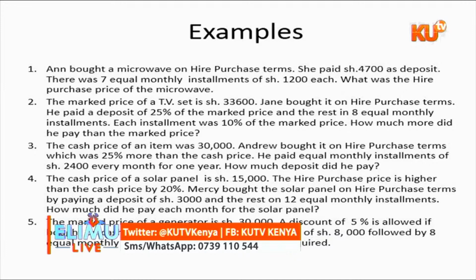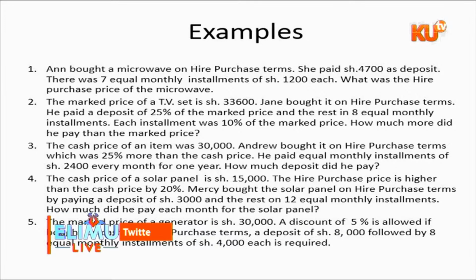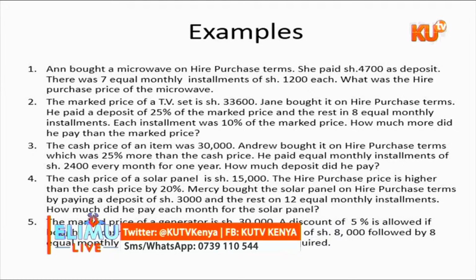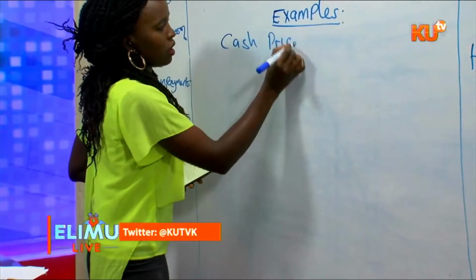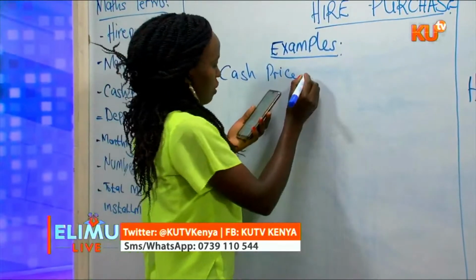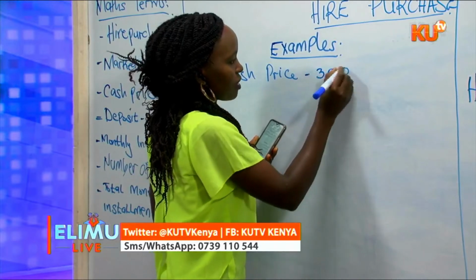The cash price of an item was 30,000. Andrew bought it on hire purchase terms, which was 25% more than the cash price. He paid equal monthly installments of 2,400 shillings each every month for 1 year. How much deposit did he pay? Let's do this together. Here we are talking of the cash price. The cash price is 30,000.